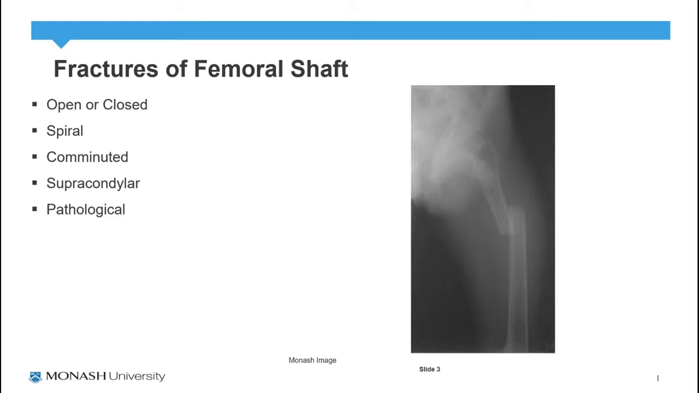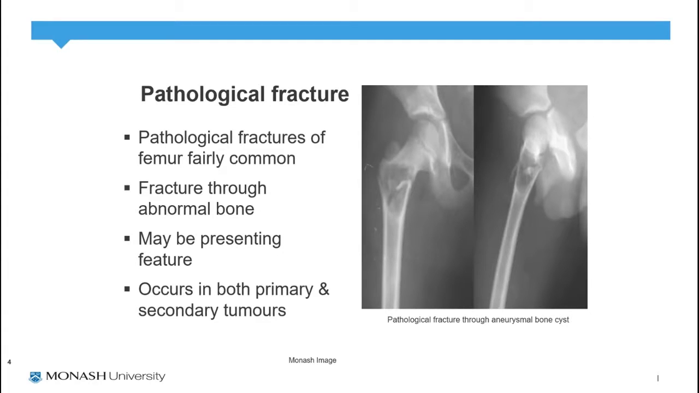Fractures of the femoral shaft can be open or closed, spiral, comminuted, supracondylar, or pathological. And here we have an example of a pathological fracture. These fractures are quite common in the femur, where there's a fracture through abnormal bone. Sometimes this may be the presenting feature, where the patient complains of pain with very minimal history of trauma.